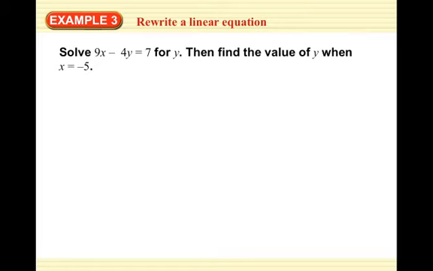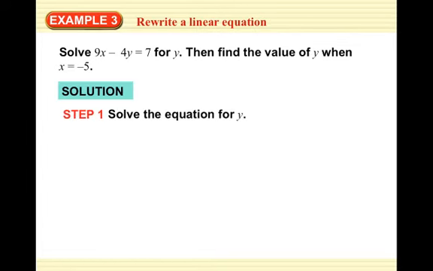Alright, so remember, our first step is to isolate the y. So we're going to solve the equation for y. That's step 1. So as always, we're going to write the original equation. We're going to show what we were given. So we have 9x minus 4y equals 7. Okay, so we're trying to isolate the 4y.